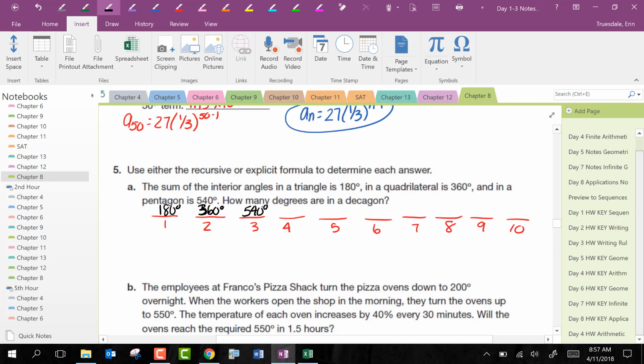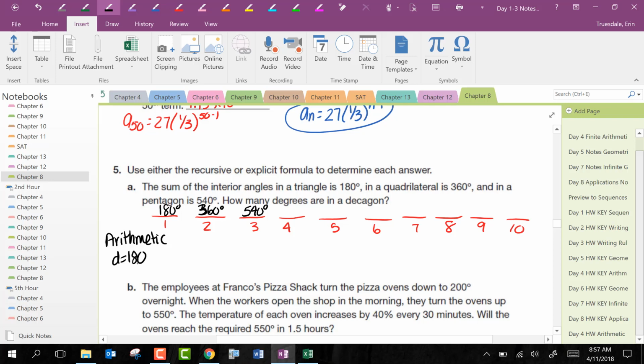Okay, is this sequence arithmetic or geometric? Okay, it's arithmetic. So you might think it's geometric because you're like, oh, I'm multiplying by 2, but you don't multiply by 2 to get to this one. So it has to continue. So it is arithmetic, and we know that because I'm adding what? 180 every time. Okay, so D is 180.